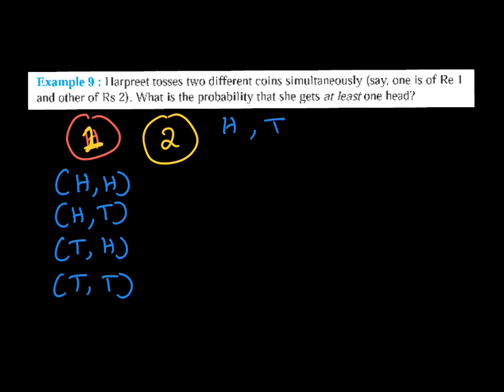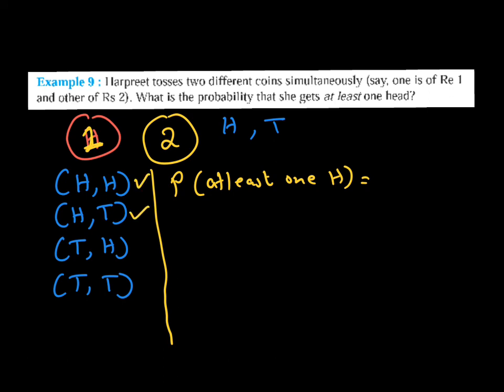The outcomes favorable to the event E, at least 1 head, that is what we are looking for. The probability of at least 1 head. We have how many? At least 1 head, and at least 1 head, and at least 1 head. So out of 4, the number of favorable outcomes is 3. So the probability of tossing at least 1 head is 3 over 4.